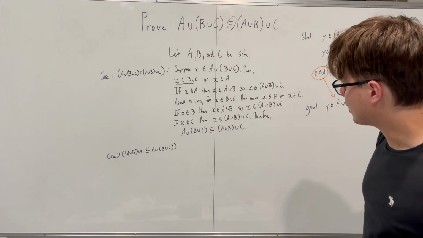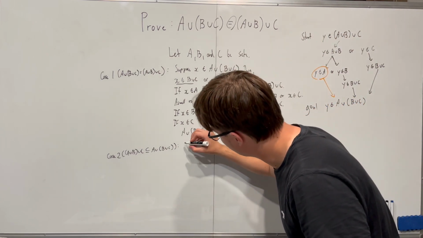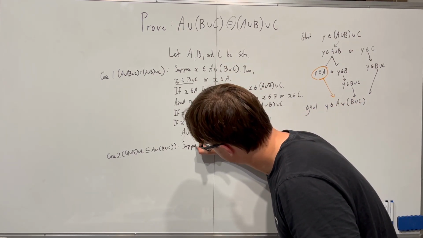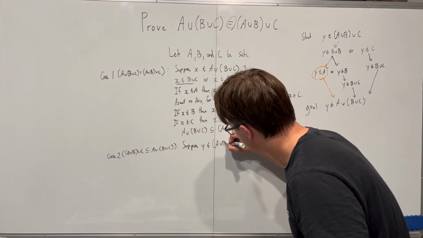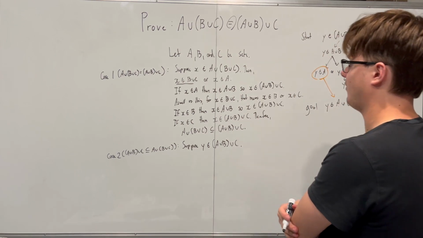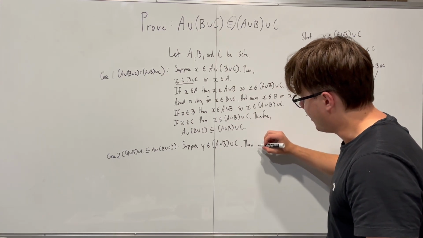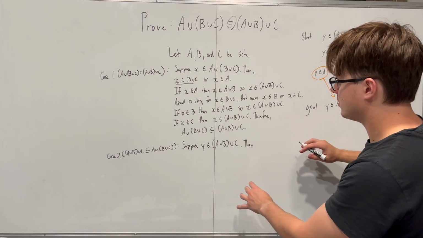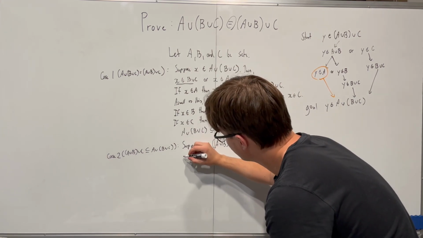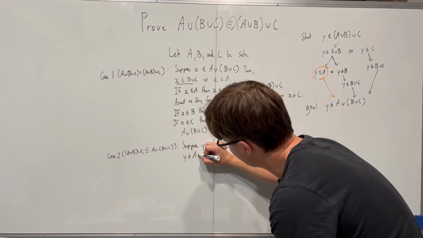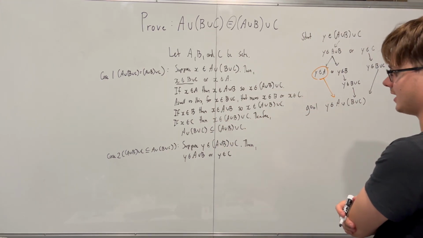So the first thing we're going to start with is writing down our representative variable. So we're going to say, suppose y is an element of (A union B) union C. Fantastic. Now we want to break down what that means. We'll say then y must be an element of A union B, or y is an element of C. Fantastic. Okay.